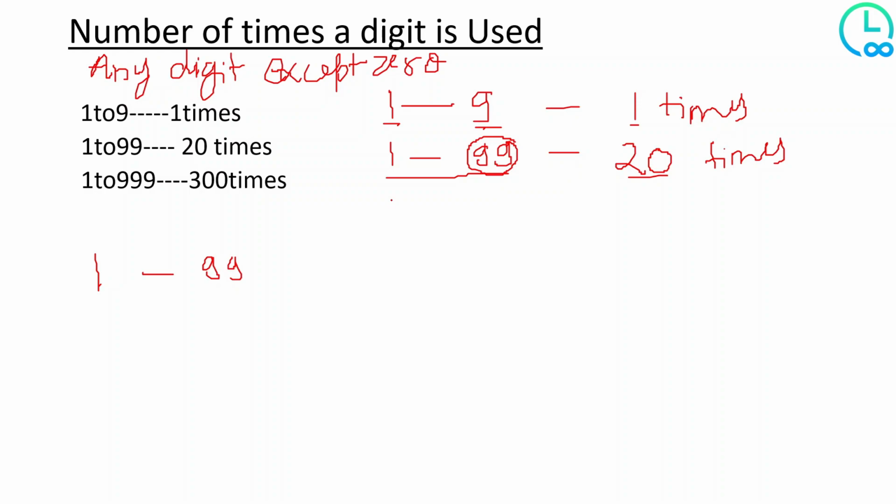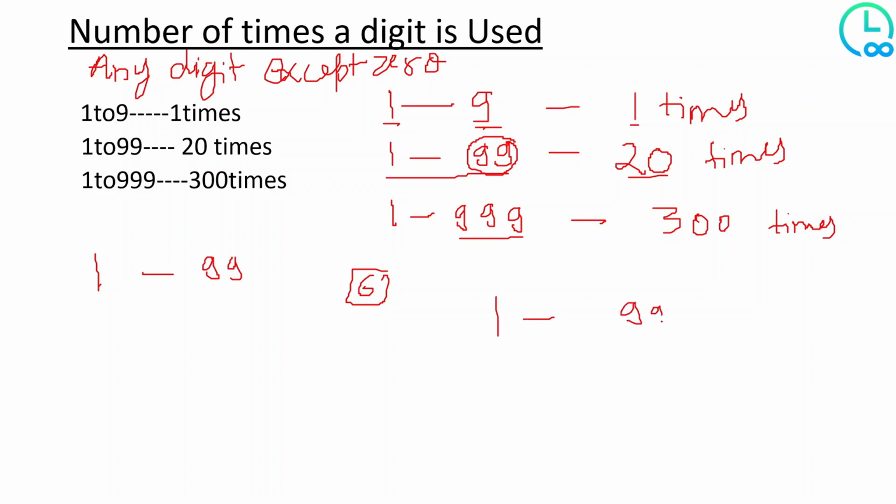Then suppose it is asked 1 to 999. Let's say the question is how many times digit 6 will be used if you write numbers from 1 to 999, or you can also write 1 to 1000. So how many times will you be using? There are 3 9s, so I will write 3, and 3 minus 1, so I will put 2 zeros here. So 6 will be used 300 times when you write numbers from 1 to 999.